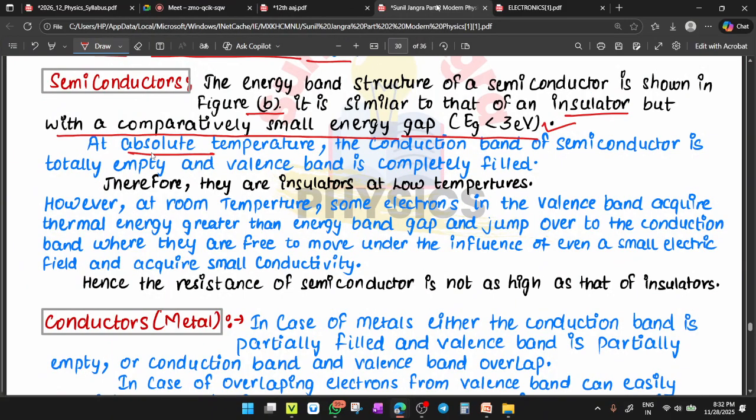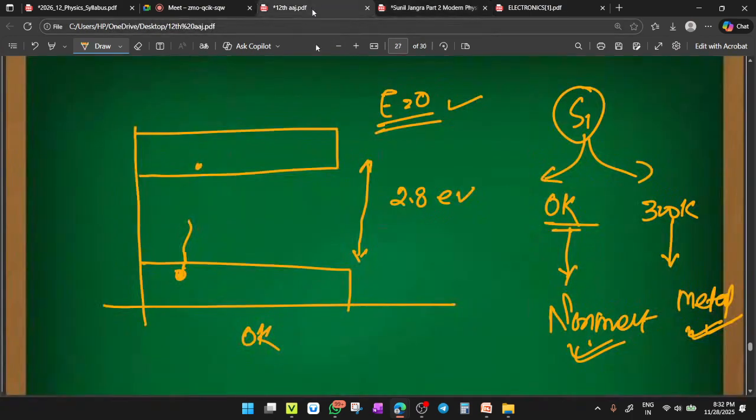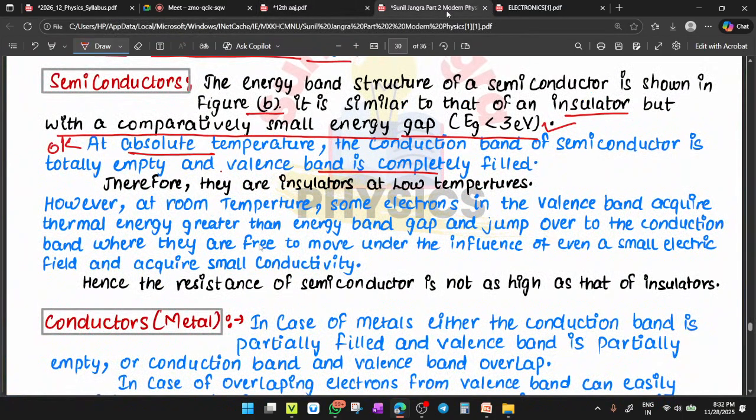At absolute temperature, meaning 0 Kelvin, the conduction band of a semiconductor is totally empty and the valence band is completely filled. So at 0 Kelvin there is no energy, meaning the valence band will be completely filled and there is no electron in the conduction band, meaning no conduction at all. Therefore, they are insulators at low temperature. Important line: these materials are insulators at a low temperature.